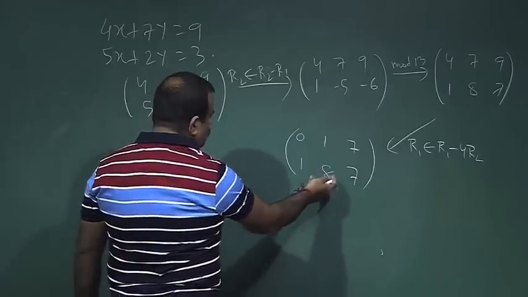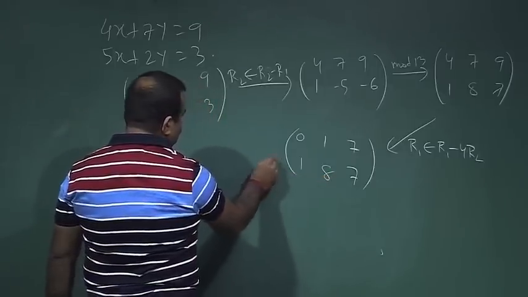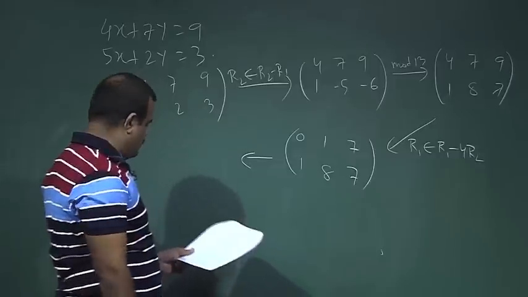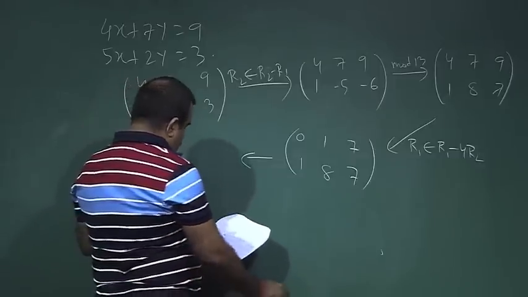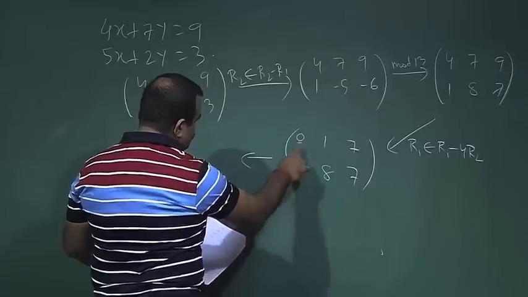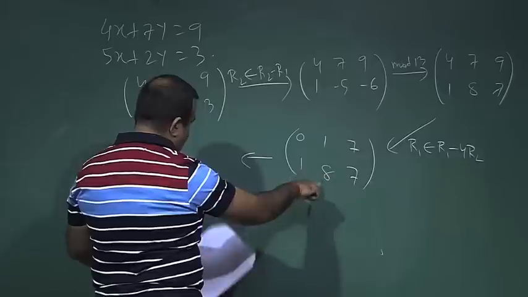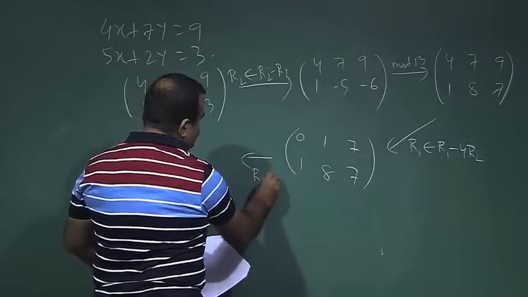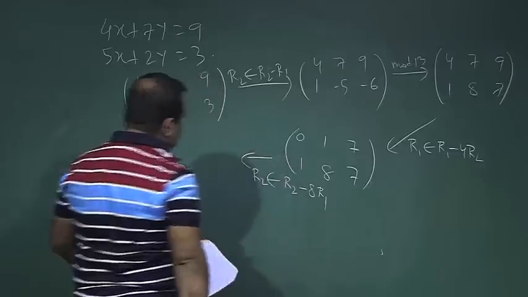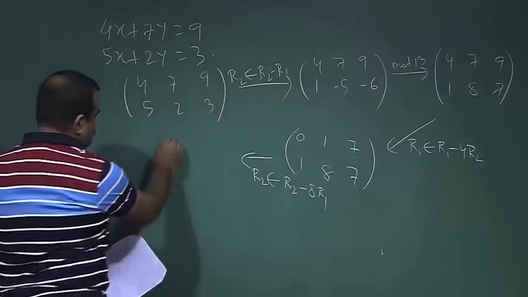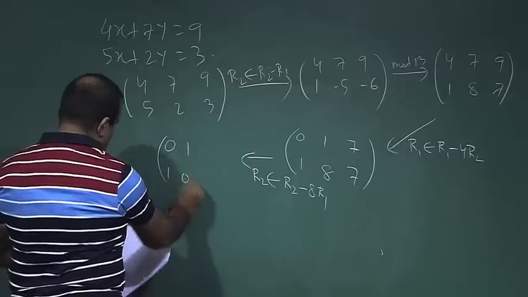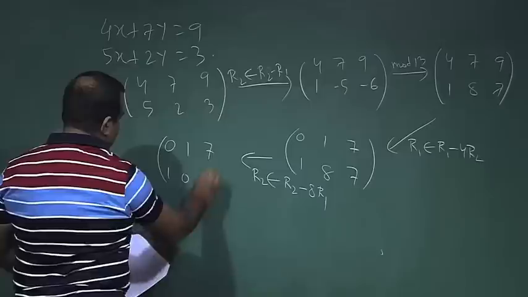Okay. So, now we want to make it 0. For that we have to perform this operation, and every time we are doing mod 13. So, we are doing R2 minus, we multiply by 8, so R2 goes to R2 minus 8R1. If you do so, then we are getting 0 1 1 0 7 3.